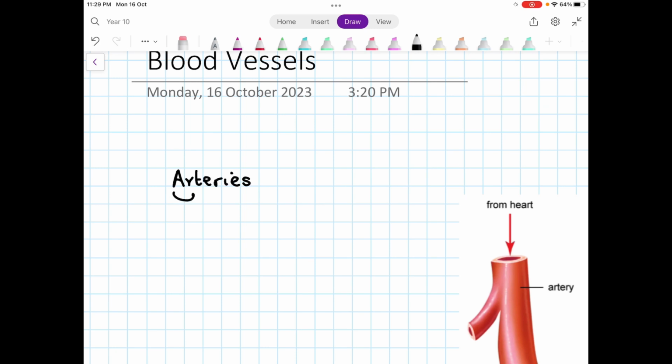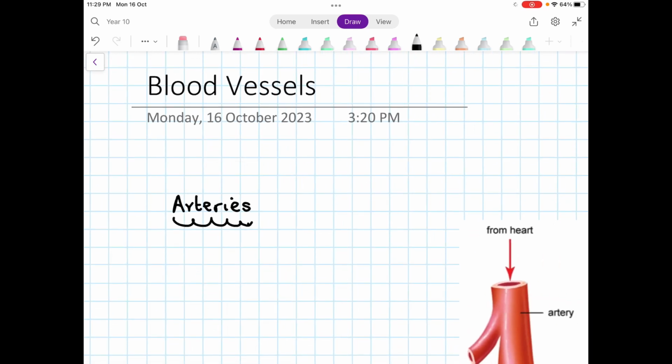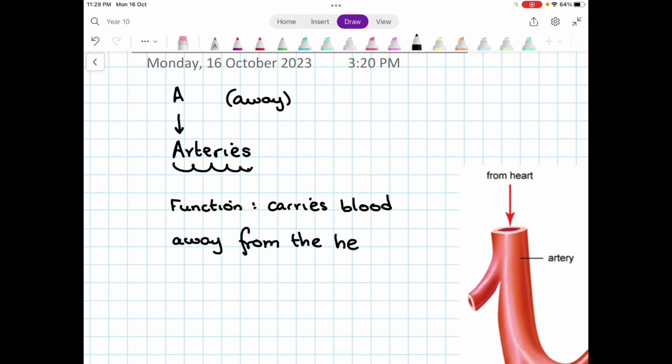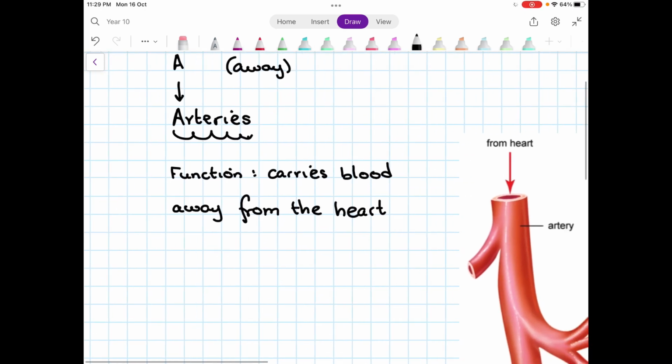First, we have arteries. The function of arteries is to carry blood away from the heart, and you can help remember this by the fact that arteries start with the letter A. So A matches with away. And most of the time, arteries contain oxygenated blood.